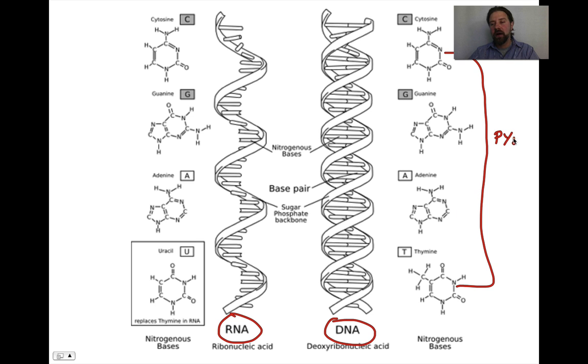I'll put PYR for those. And then our double ring structures are our purines. But in the case of RNA, you can see that our T, our thymine, is replaced by uracil. Still a single ring pyrimidine, but it will replace everywhere where we find a T on the DNA molecule.